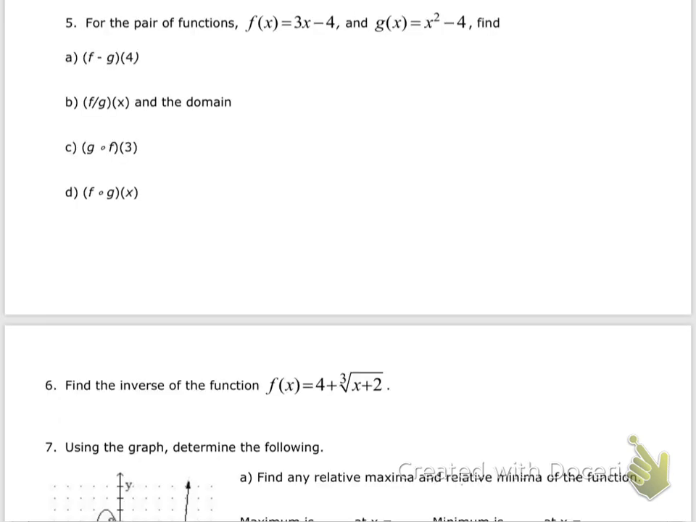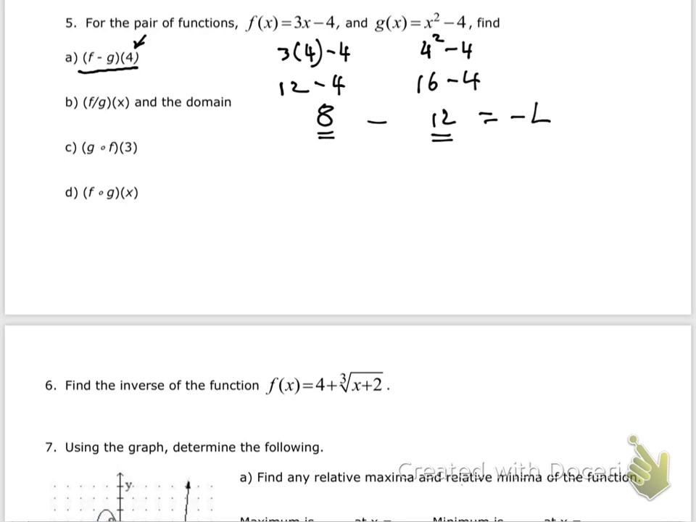Okay, for this pair of functions, f minus g of 4, this just means put the 4 into both functions. Replace x with 4. So for f of x, 3 times 4 minus 4. That is 12, take away 4, it's 8. For g of x, if I put x equals 4, so replace the x with 4, that's 4 squared minus 4. That is 16, take away 4, that is 12. So 8 subtract 12 equals negative 4.